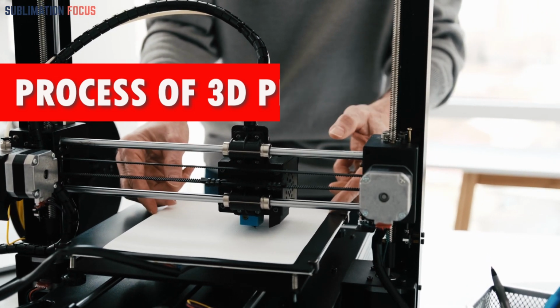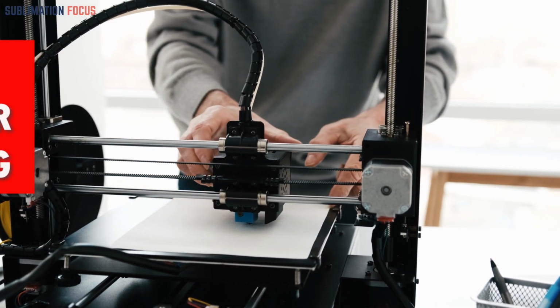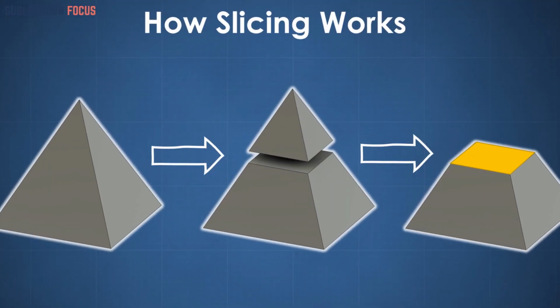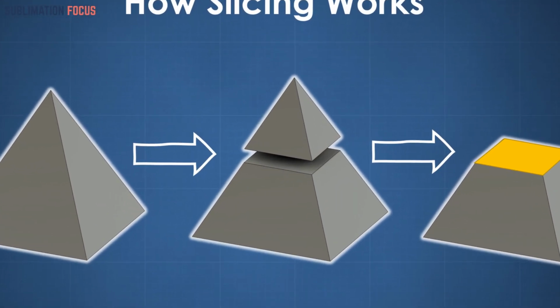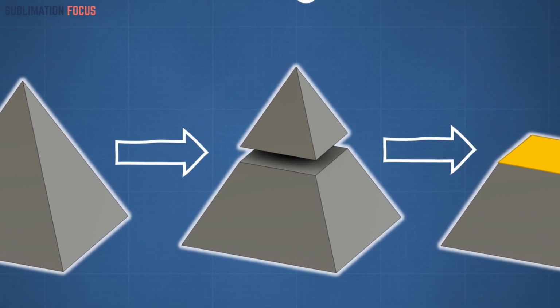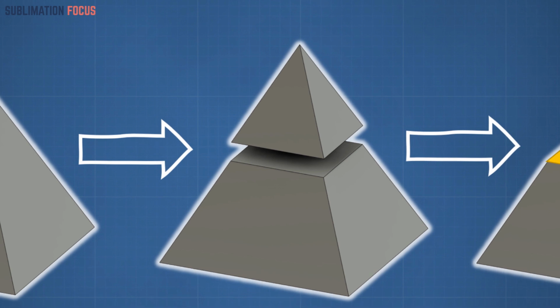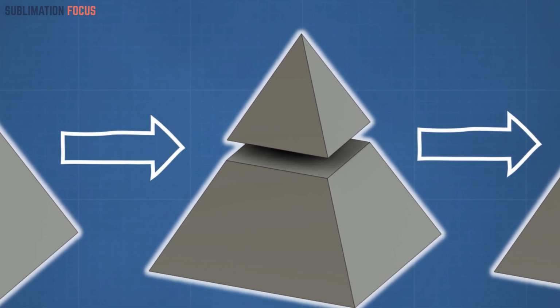Process of 3D printer. 3D printing can be divided into three key steps: slicing, transfer, and printing. Firstly, slicing software takes your 3D model and divides it into thin layers, typically measured in microns. Each layer represents a cross-section of the object and instructs the printer to construct it layer by layer.